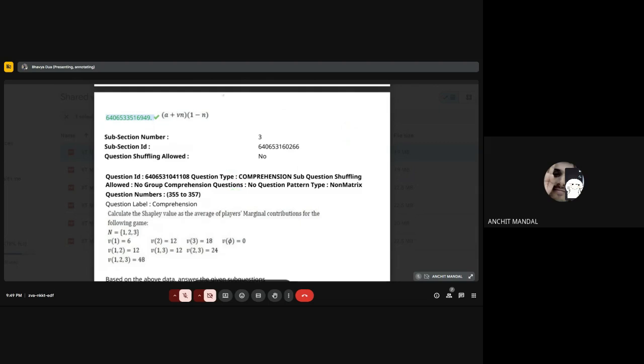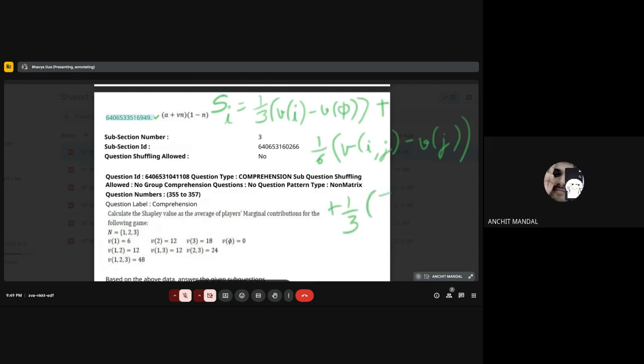The formula tells you that Shapley value for player i is going to be 1/3 of B of i minus B of phi, plus 1/6 of B of i comma j minus B of j, plus 1/3 of total minus B of j comma k.